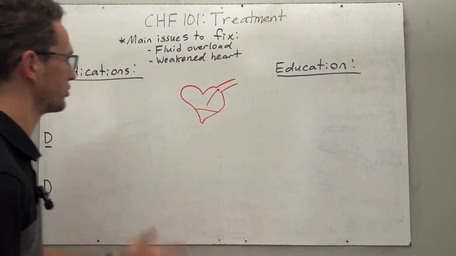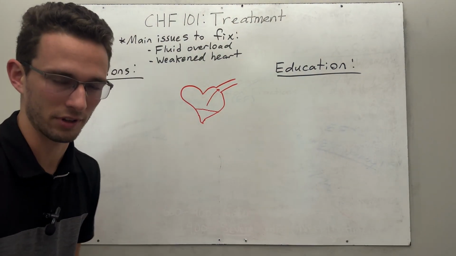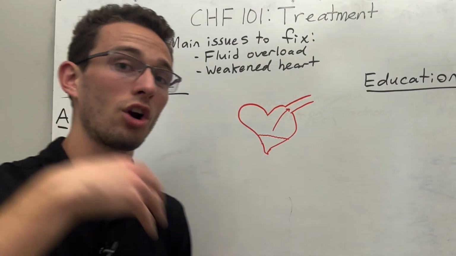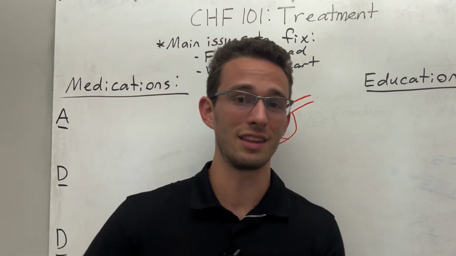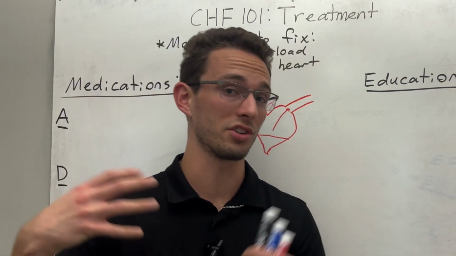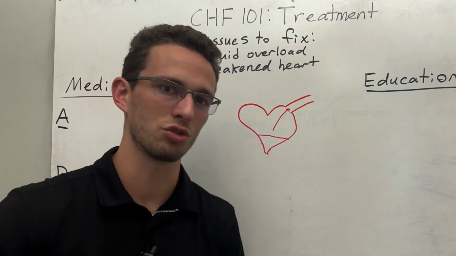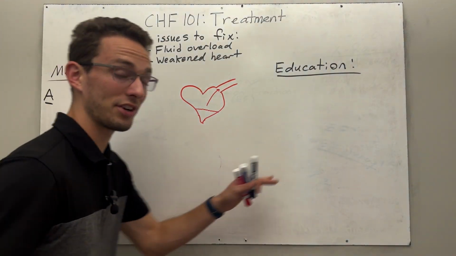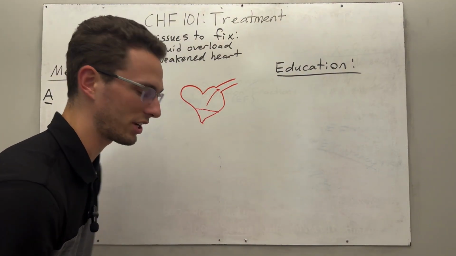So let's get started. First off, we're trying to fix two main issues with congestive heart failure. As you've seen in the previous videos, we have a fluid overload in our heart because we're not efficiently pumping the blood out, and it's pooling either in the body or the lung. So there's an issue with fluid overload, and the heart itself is weakened. It's compromised, so it can't efficiently pump blood out of it. Therefore, when we're thinking about our treatment and our education, it's going to be along the lines of keeping these things fixed up.